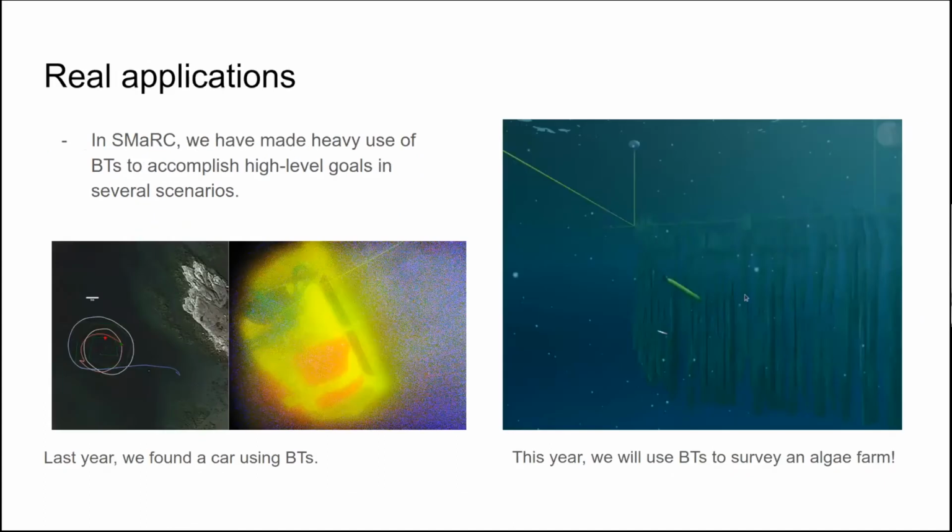And so in fact, we used it for a cool scenario last year, which is where we did a target search for a car. It was a submerged Mini Cooper. And it was that point of interest behavior that we mentioned, where you detect something and then you plan some waypoints around that. So then this year, we're going to look at a new scenario, which is going through an algae farm. And so all this stuff is using behavior trees because of the characteristics we described before.